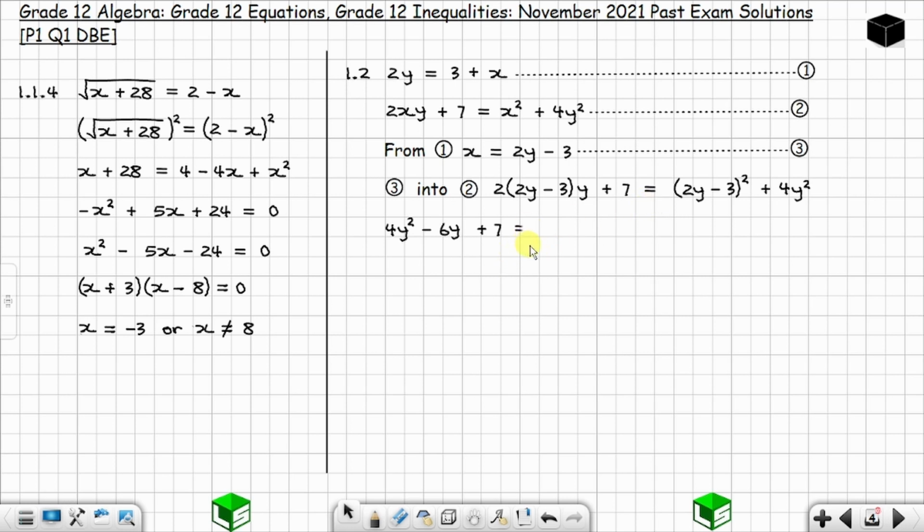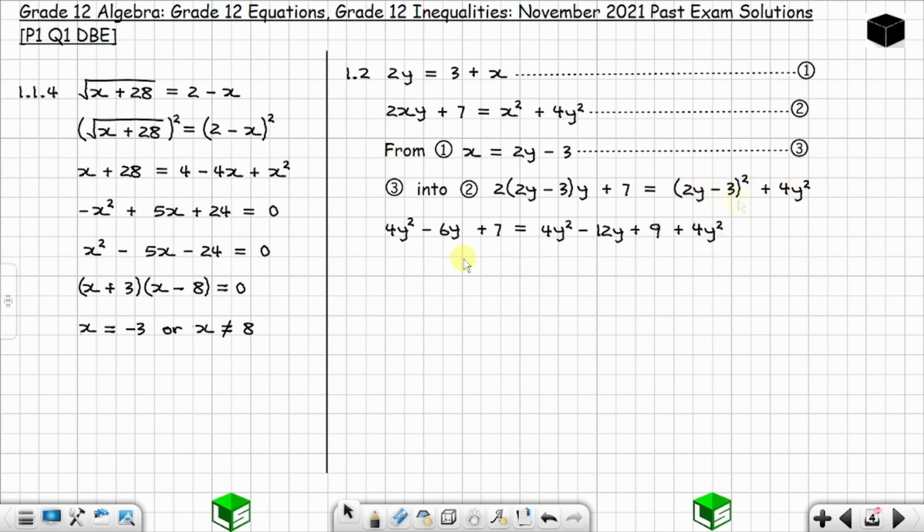This is equal to, remember, this is twice: 2y times another 2y, which is 4y squared. Then 2y times negative 3, which is negative 6y, and negative 3 times 2y, which is negative 6y. So you have negative 12y. And then negative 3 times negative 3, which is plus 9, and then plus 4y squared.